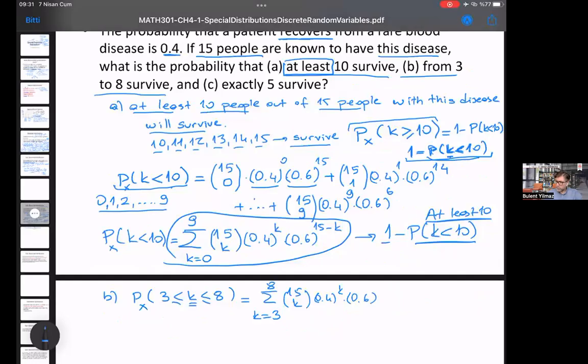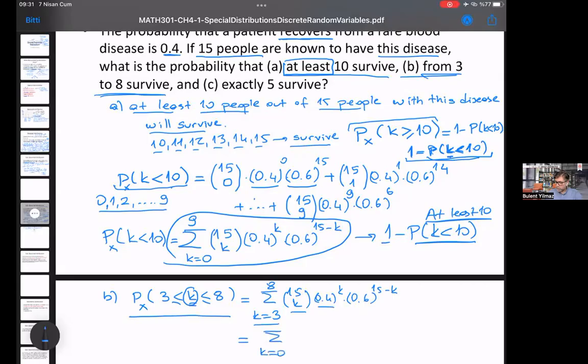So because it's like from 3 to 8, I wrote this representation, probability of X, and the number of people who survive is between 3 and 8. And I can write it like K is equal to 3 to 8, 15 choose K, 0.4 to the power K, and 0.6 to the power 15 minus K. Okay? Or we can write it like that.